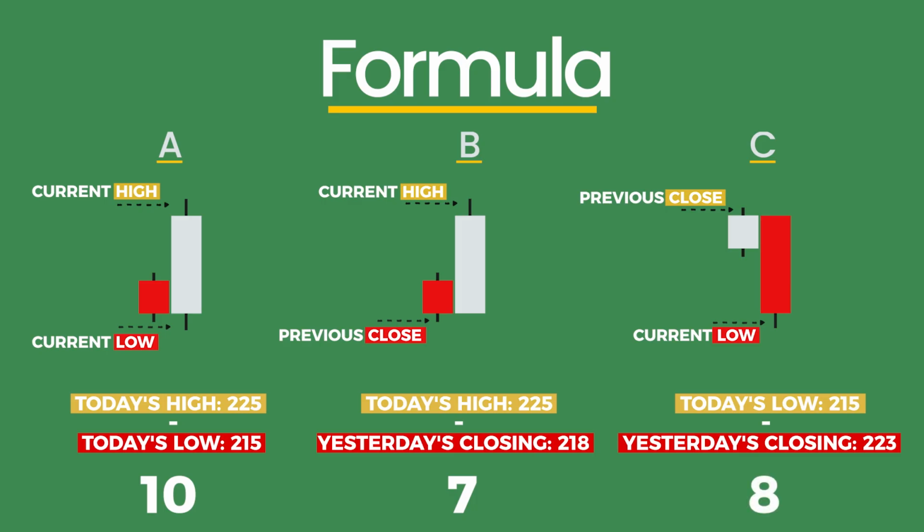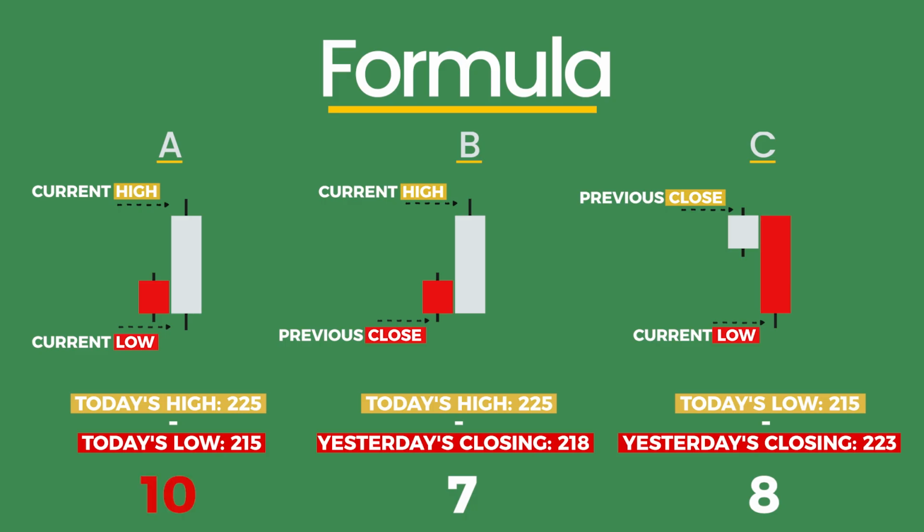And take care about one thing: it is always positive. Regardless of which is higher or lower, it is the absolute change in value. So these are the three conditions. Now let's choose the maximum of them. Which one is the maximum? Of course, it is the 10. And that's how the true range is calculated.